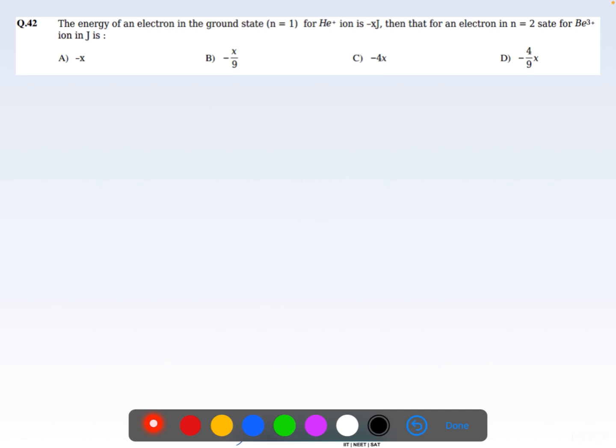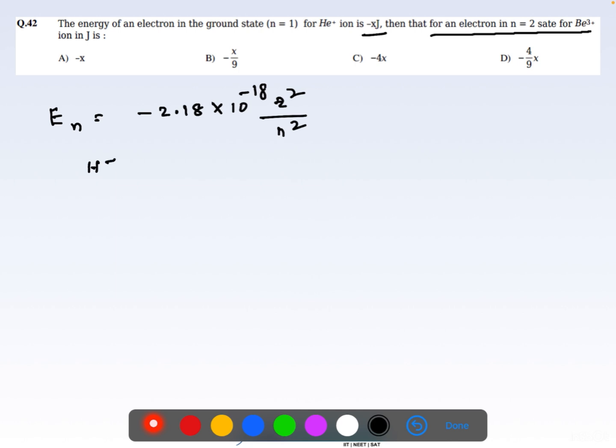The energy of the electron in the ground state of helium plus is minus x joules. Then that of the electron in n equal to 2 state for beryllium 3 plus is? See here, the energy of an electron in the nth orbit is equal to minus 2.18 into 10 to the power minus 18 Z square by n square. So for the helium ion, for n equal to 1, the energy of the electron is minus 2.18 into 10 to the power minus 18. Its atomic number is 2, so it is 4 divided by 1. So according to the question, this is minus x.